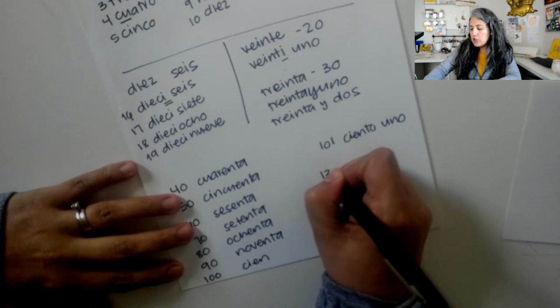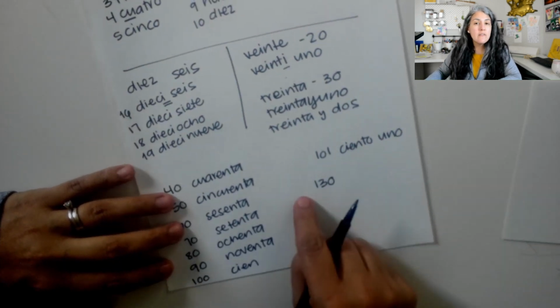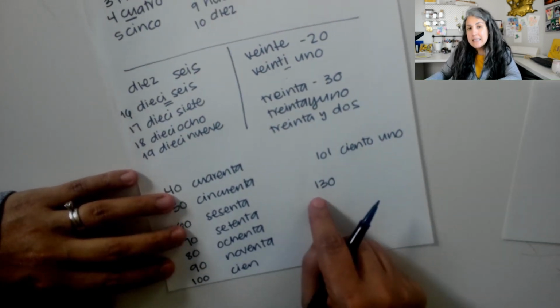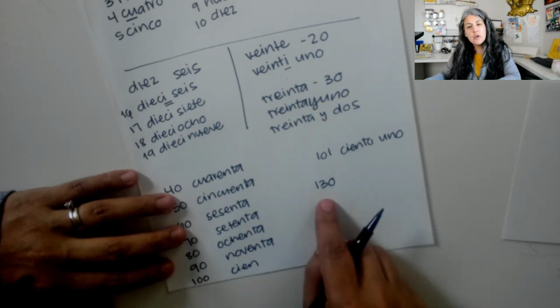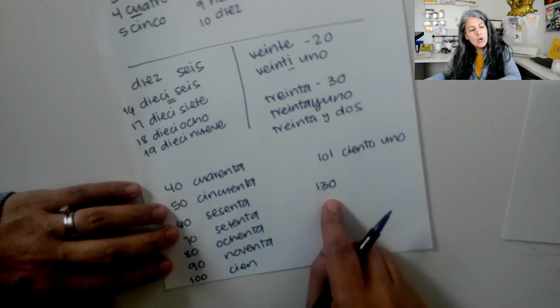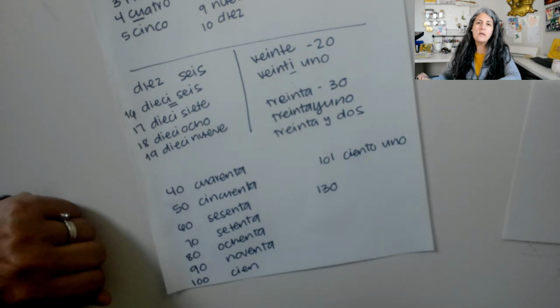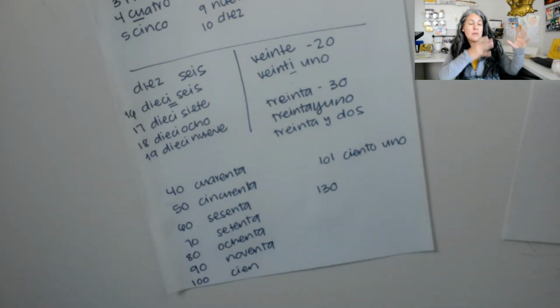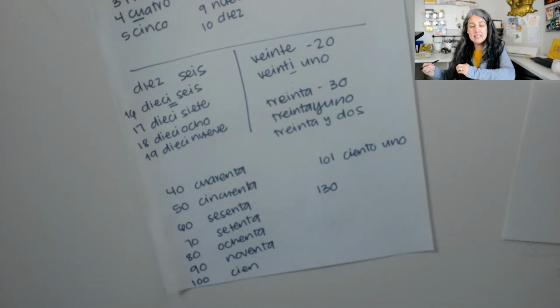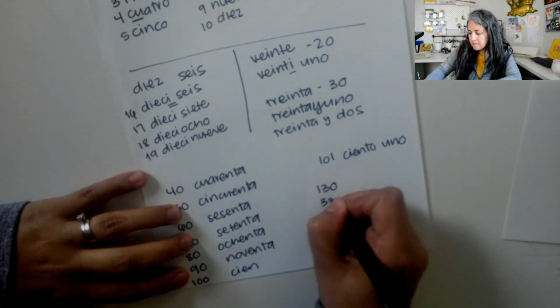Let's try it with numbers a little bit bigger. Let's do 130. So we have our base that is ciento, 100, and then how do we say 30? Treinta. 130. You see how we use the base numbers from 1 to 10, and then from there, we need to count by tens. And then we can do bigger numbers.